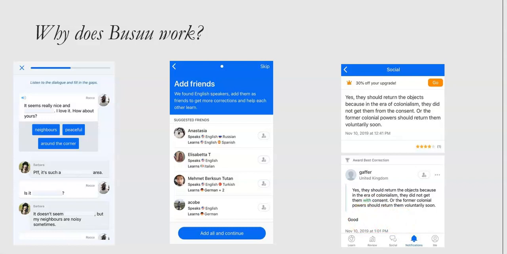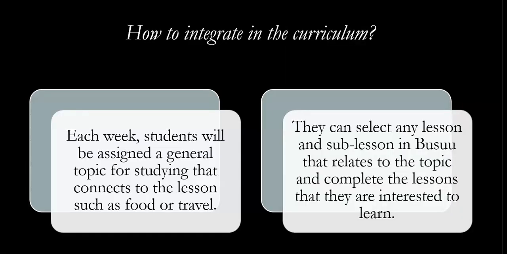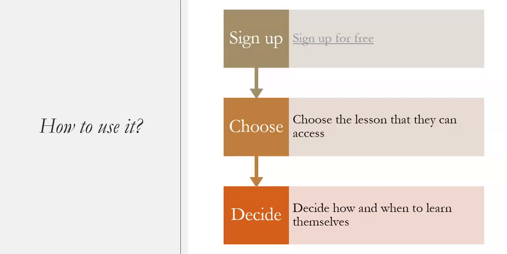And how to integrate it in the curriculum. Each week students will be assigned a general topic for studying that connects to the lesson, such as food or travel. And then they can select any lesson and sub-lesson in Busuu that relates to the topic and complete the lesson that they are interested to learn.